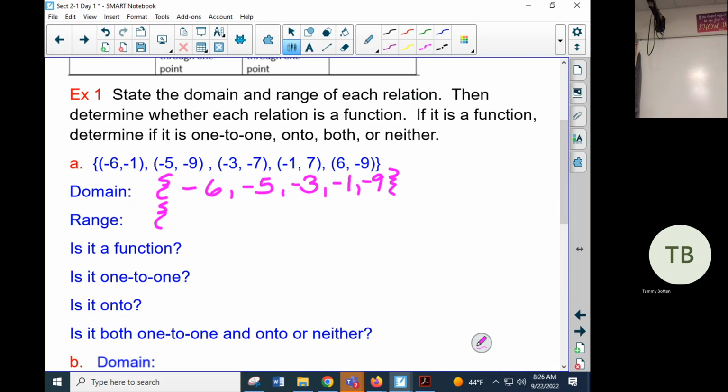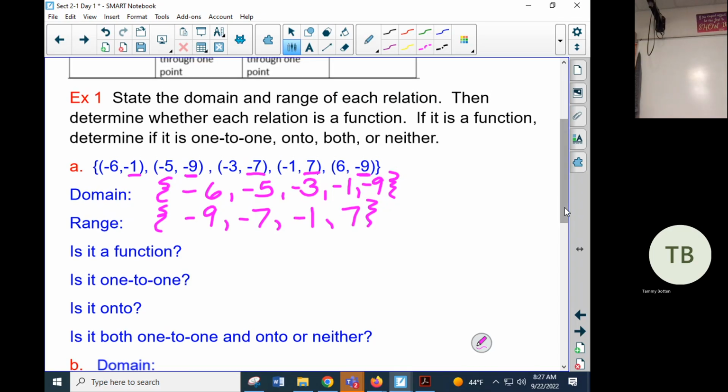Now, when you have two of the same y value, you only list it once. So if I name these from small to big, I'd go -9, -7, -1, and then 7. So when you have the same value twice, you don't list it twice, you just list it once. Okay, so we have a set of ordered pairs, and it is asking us, is it a function?